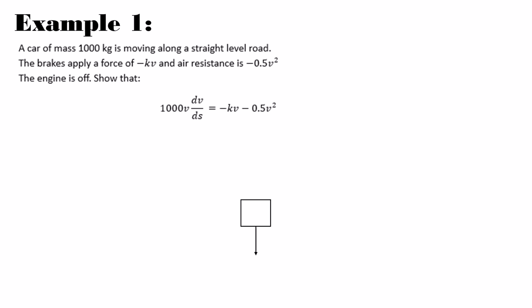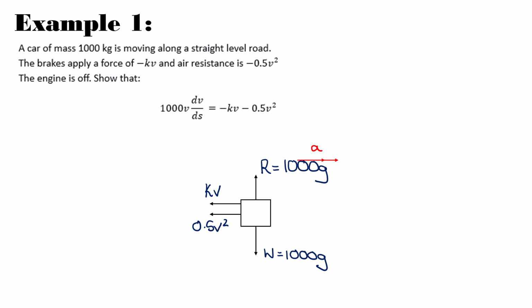We have weight, which is acting down. Anytime I do a force diagram, I make sure that it's complete, even if you think, do we really need that information? It's a good habit to put everything in. We then have our reaction, which is equal to the weight because there's nothing else acting on it. We then have a force due to the brakes, which is kV, and then air resistance as well, which is 0.5 v squared. I put them both that way because the movement is in that direction, as it's a deceleration that we're experiencing.